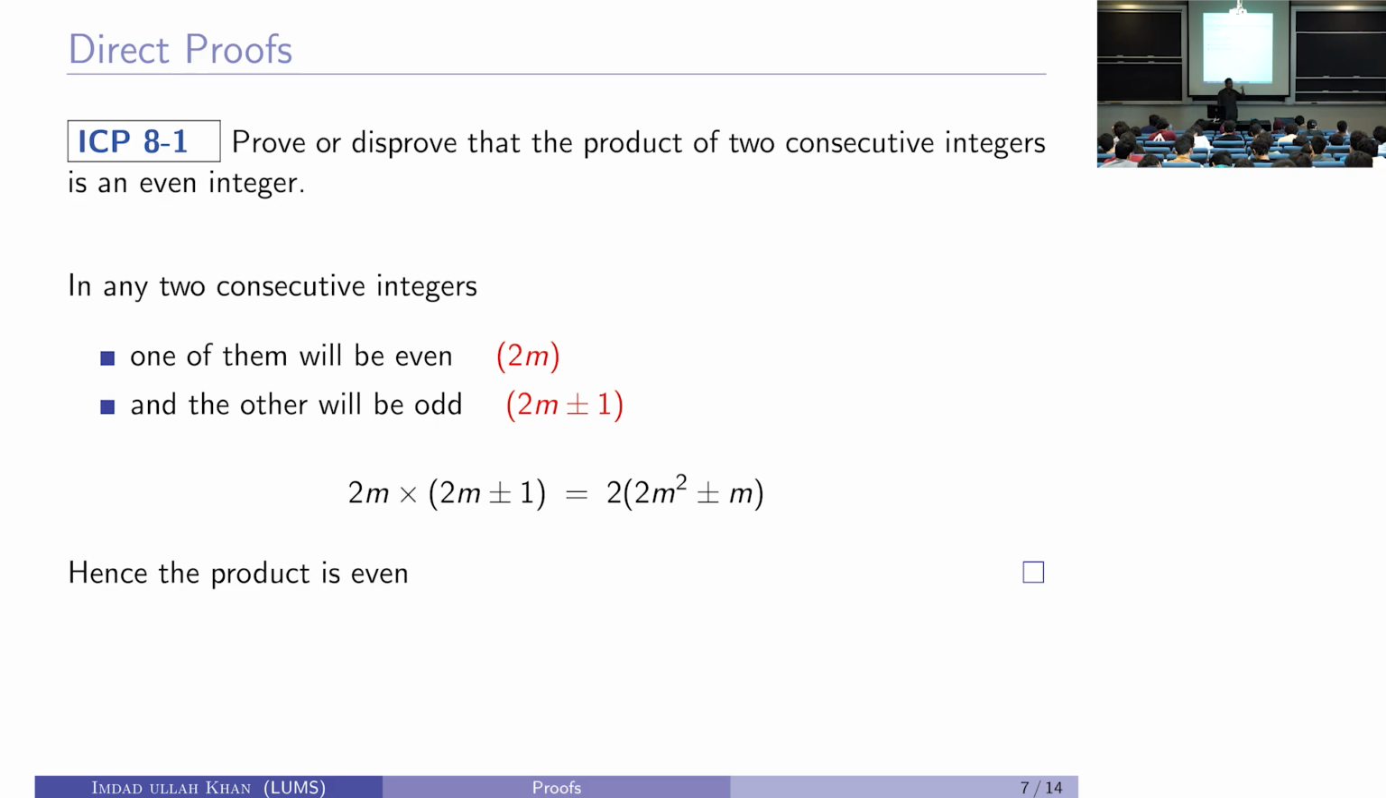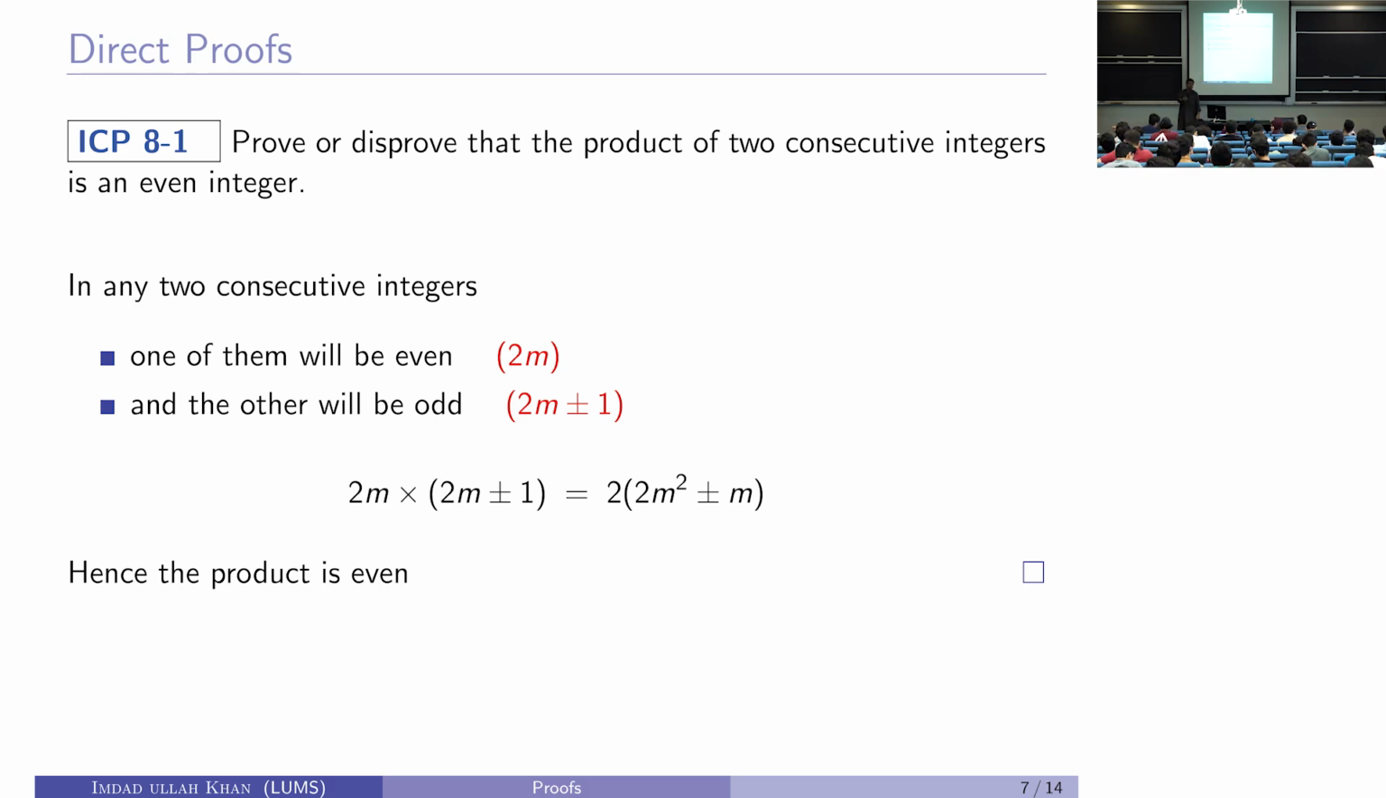So, any two consecutive integers, let us call one of them A and the other A plus 1. One of A or A plus 1 must be an even integer, right? That is how even and odd numbers are interleaved, alternating odd and even. So, let us say A is even. Without loss of generality, assume that A is an even integer.